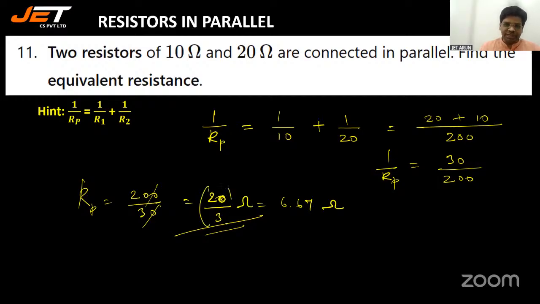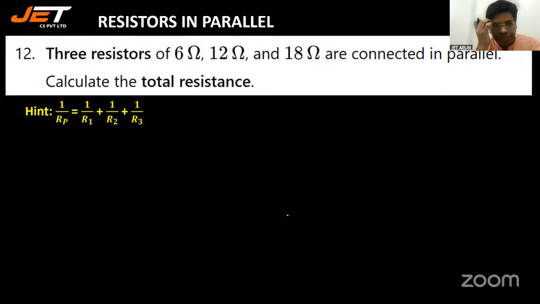But if you keep this as 20 by 3 itself, further calculations are easy. Because again, if you want to calculate the current through this resistor, given potential difference, you will have to divide with 6.67, which is difficult. But if you keep it as 20 by 3 itself, that becomes easy. You will get to know these problems further. But let's go for the next one. తెలుస్తుంది మీకు ఎలా చేయాలి. We'll show it to you, not now.